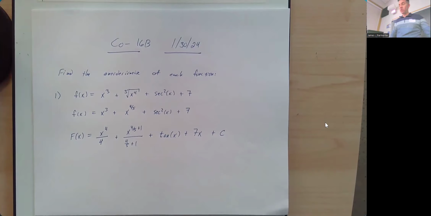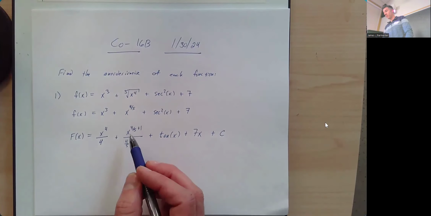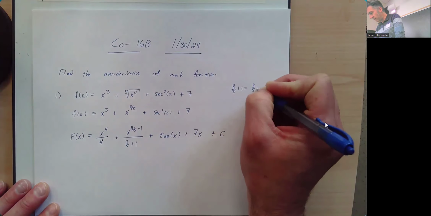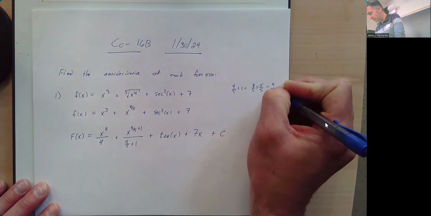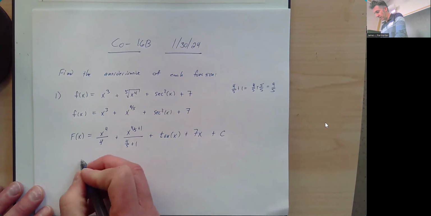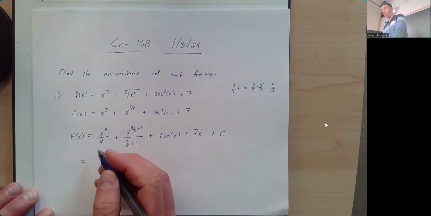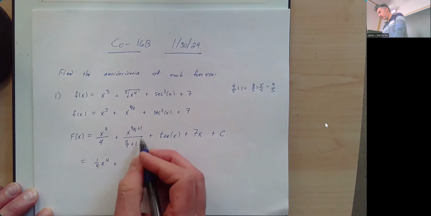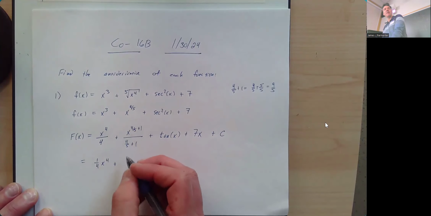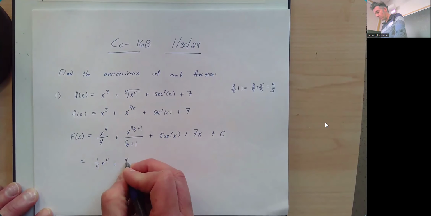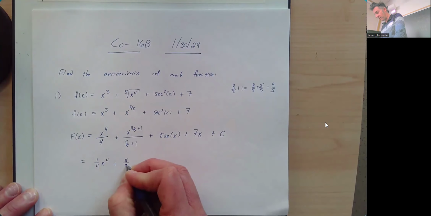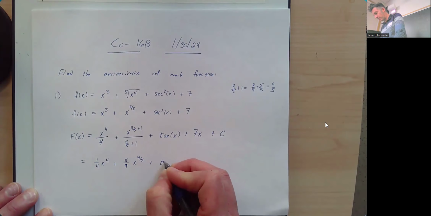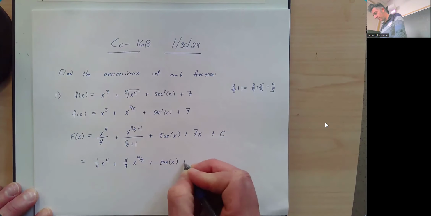Now, I will say we shouldn't leave this like this. 4/5 plus 1 is 4/5 plus 5/5, which is 9/5. So I should really rewrite this. You can leave this as x to the 4th over 4, or you can write it as 1/4 times x to the 4th. This will be x to the 9/5. Dividing by 9/5 is the same as multiplying by the reciprocal 5/9. So 5/9 times x to the 9/5. And then we have plus tangent of x plus 7x plus c.